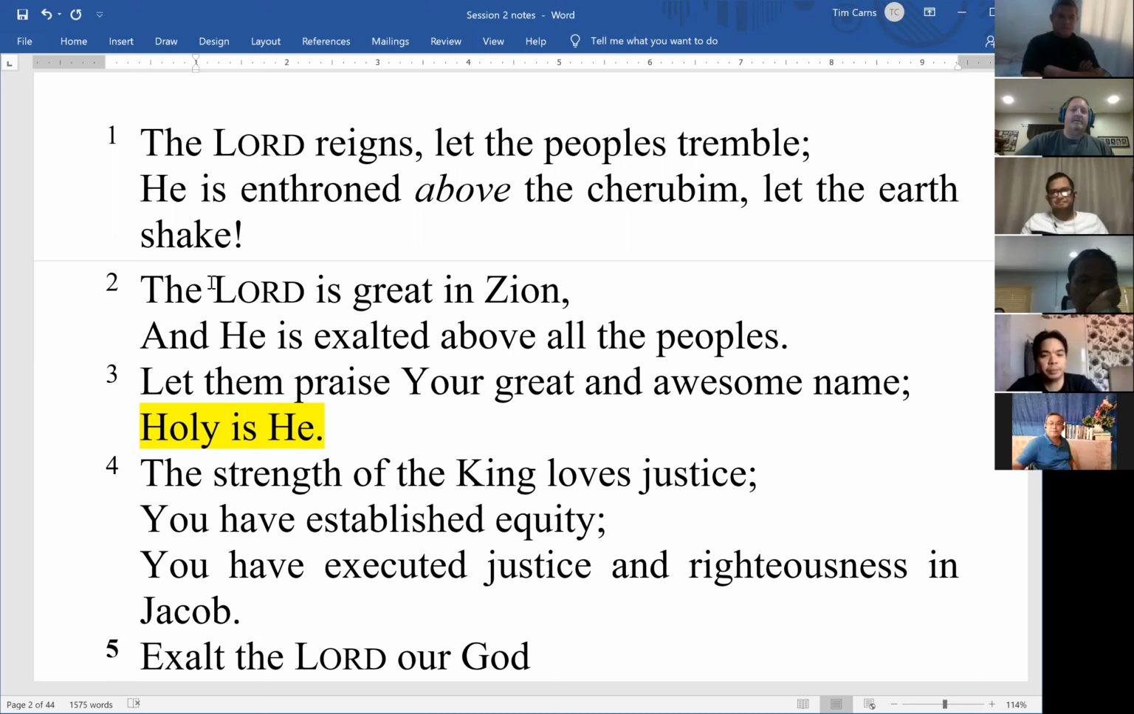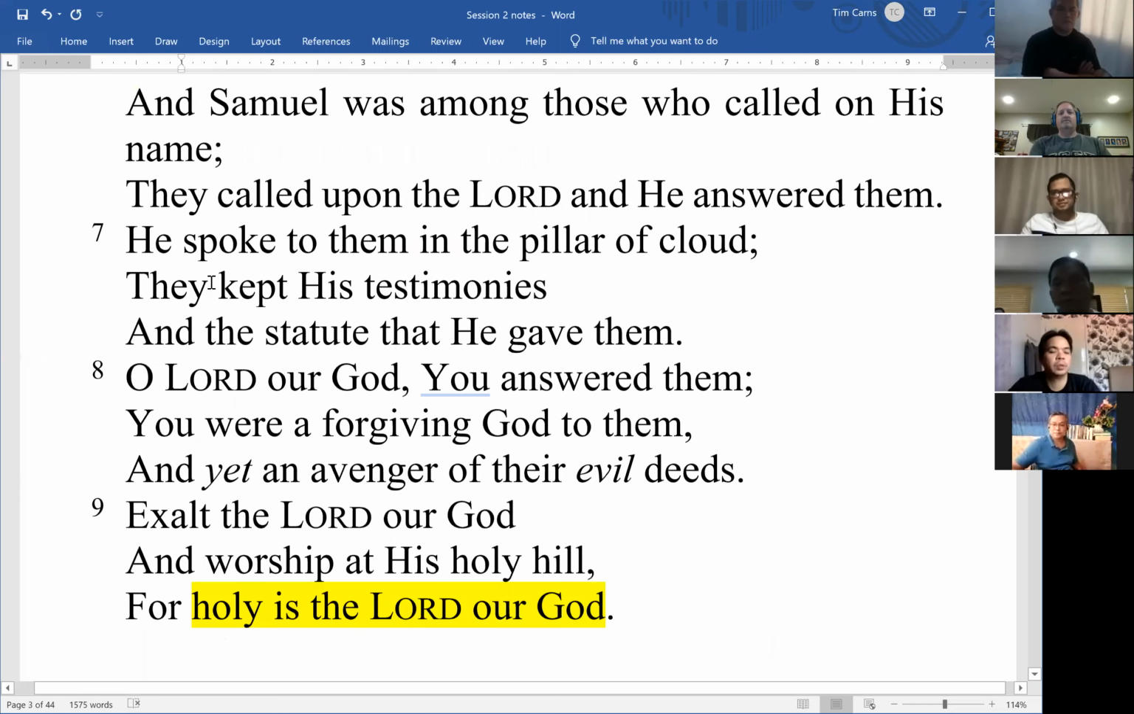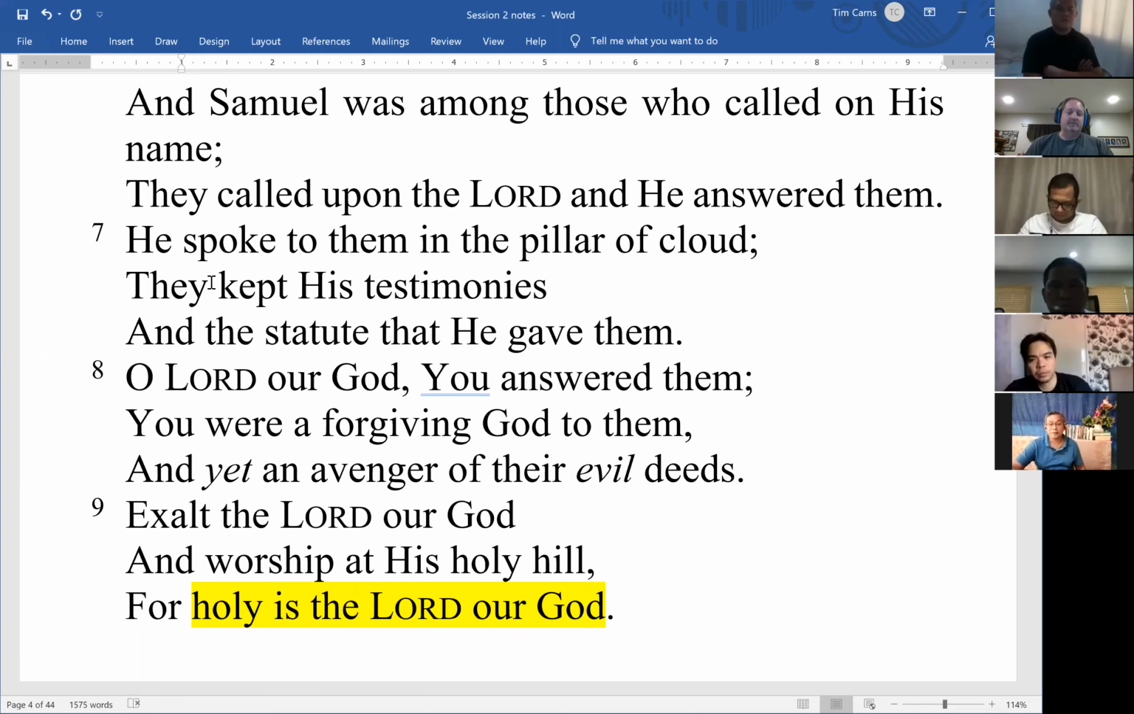Verse 4, the strength of the king loves justice, statement. You've established, statement. You've executed justice, a statement. Now verse 5, exalt, command. And the same, verses 6, 7, 8, these are all in the indicative, meaning they're just making a statement, a fact. But verse 9, exalt. Okay?